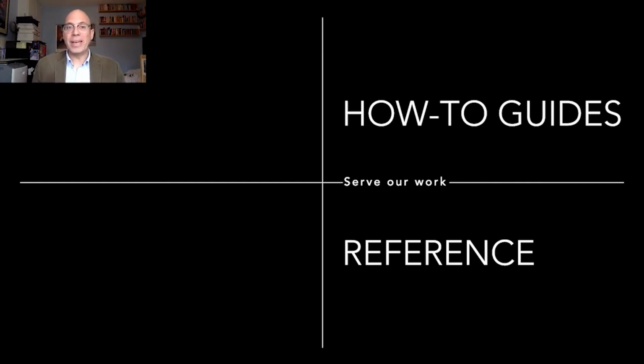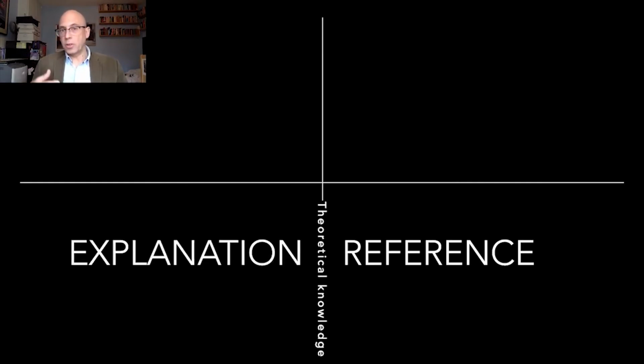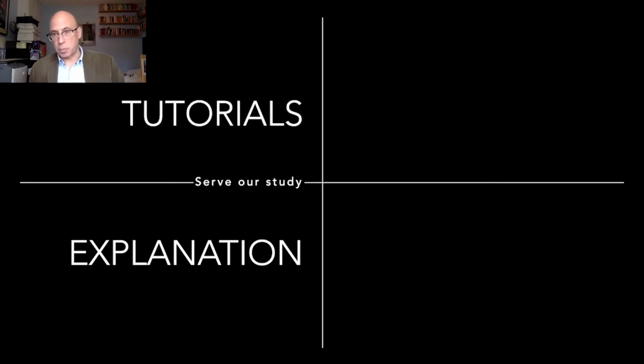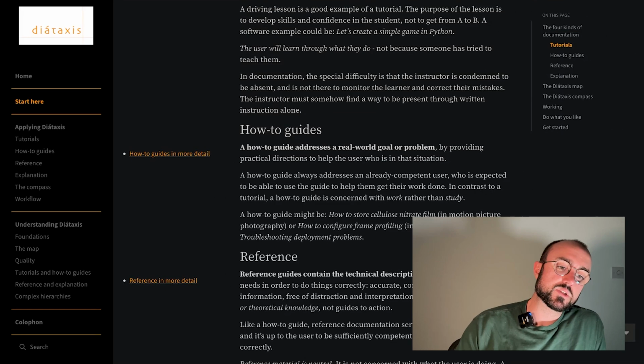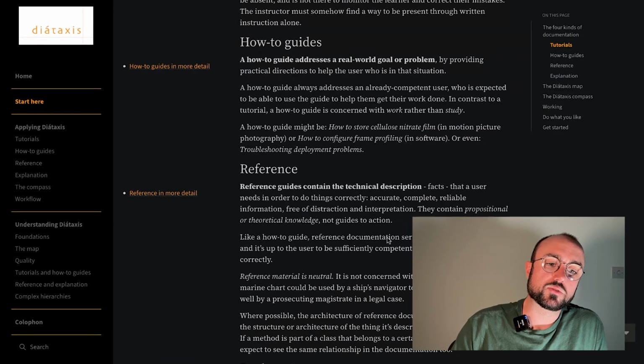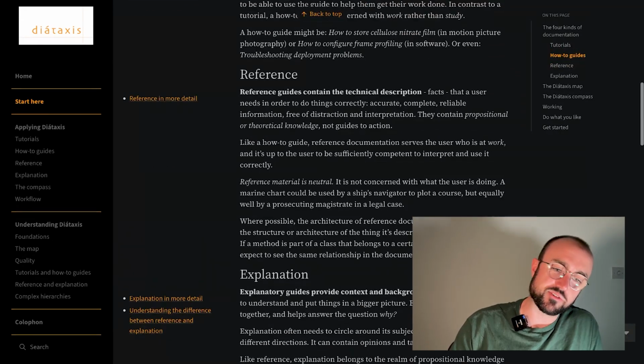They are what we need when we're actually working. Reference and explanation are similar because they're both concerned with theoretical knowledge. Explanations and tutorials have an affinity because both serve our study of the subject. So let's go swiftly onwards to reference.